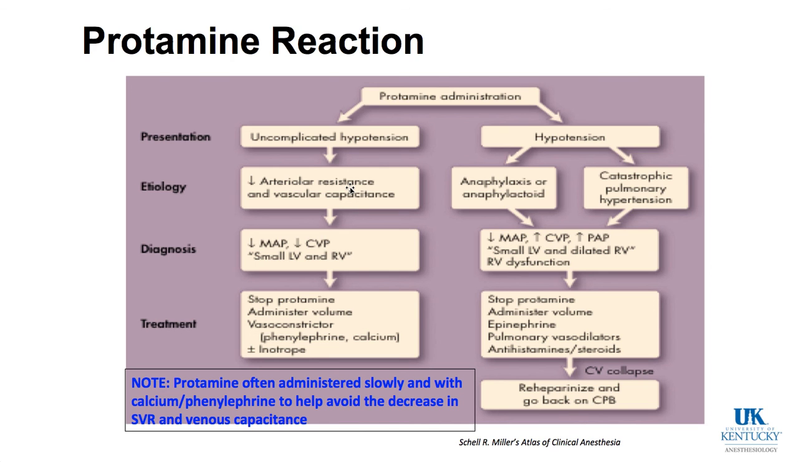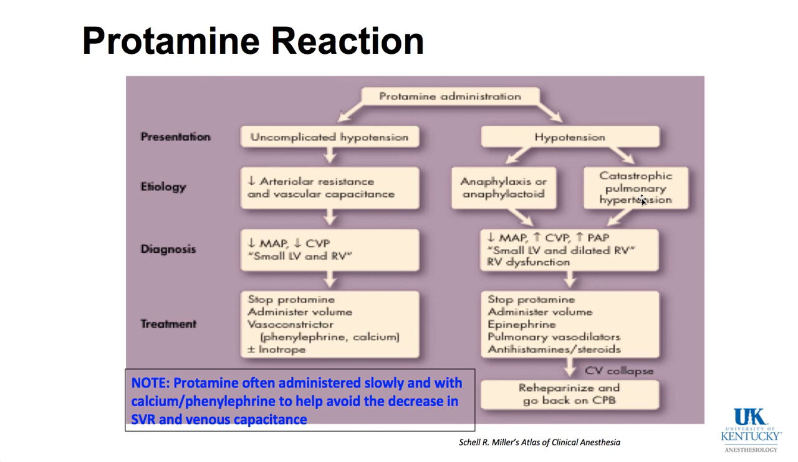Now, there's a really bad thing that can happen with protamine administration, which is catastrophic pulmonary hypertension. And rarely does this occur. I've seen it maybe 4 or 5 times in the last nearly 30 years. What happens is you can get an anaphylactic or anaphylactoid reaction to protamine, in which the pulmonary artery constricts greatly. If the pulmonary artery constricts, the right ventricle has to pump against this increased resistance, and it dilates and fails, while the left ventricle doesn't get much volume and is very small.